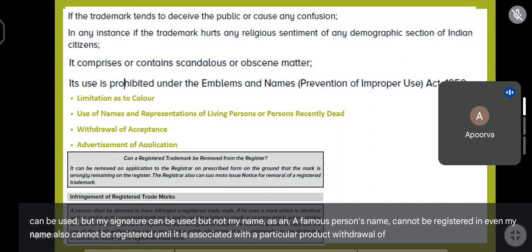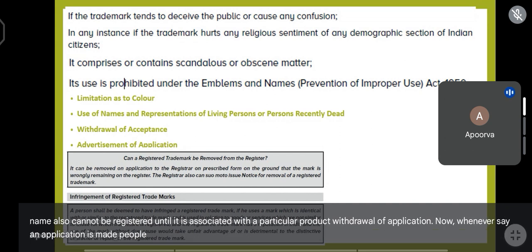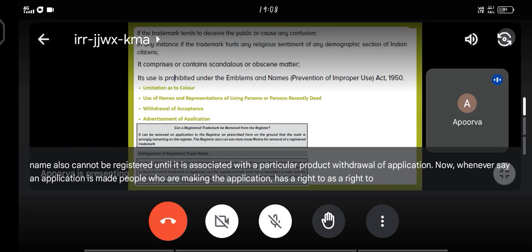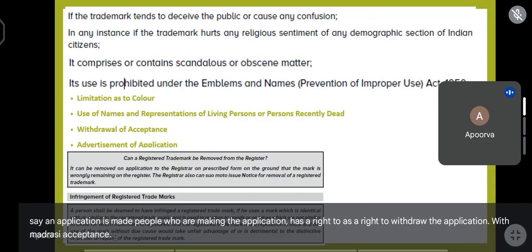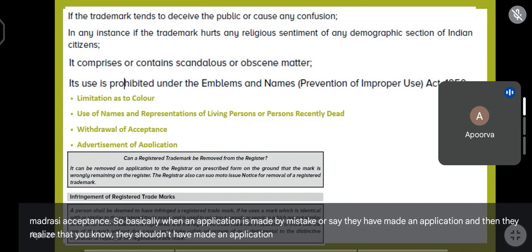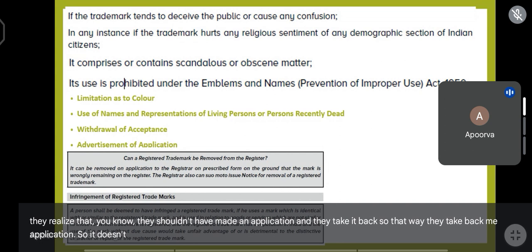Withdrawal of application. Now, whenever an application is made, the people making the application have a right to withdraw the application. Withdraw the acceptance. So basically, when an application is made by mistake, or they have made an application and then they realize that they shouldn't have made it, they take it back. So that way they take back the application, so it doesn't go forward after you have submitted all your documentation.